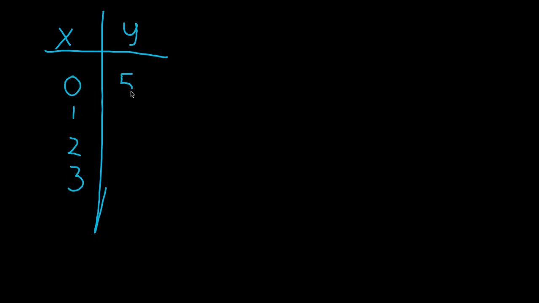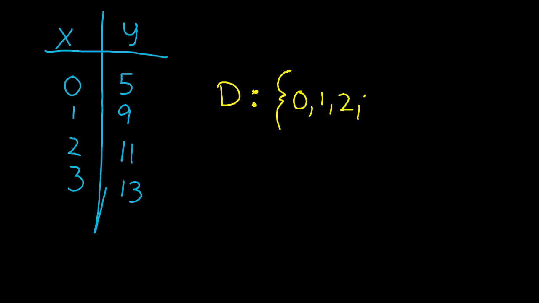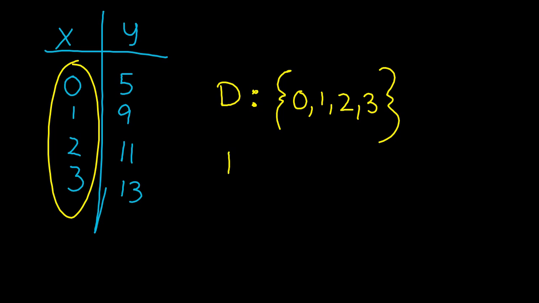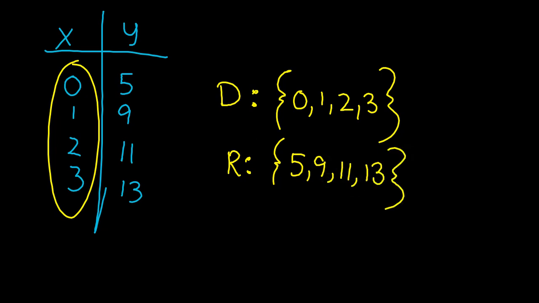So if I look at something like this, and I ask you to identify the domain and the range, it's going to look something like this. The domain is going to be the set of numbers that includes 0, 1, 2, and 3, because the domain represents the input values, or all of these values. Okay? The range is going to look like 5, 9, 11, 13. And those little squiggly lines just mean that it's a set of numbers you're giving me.